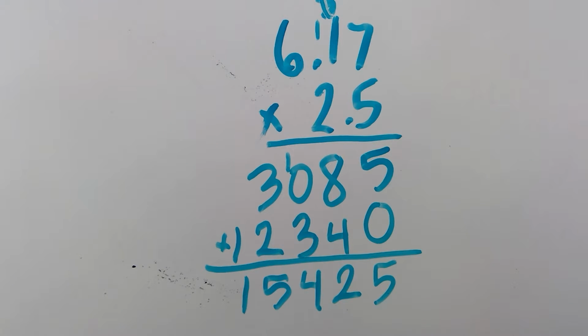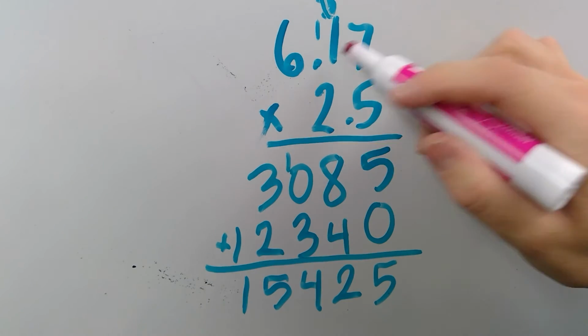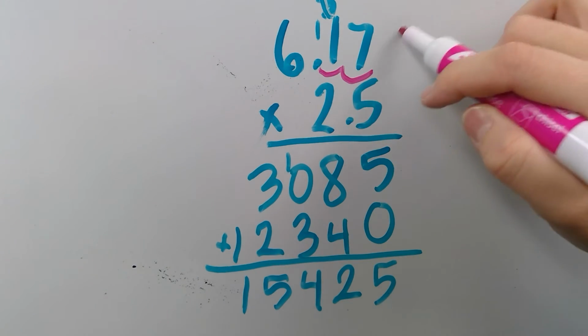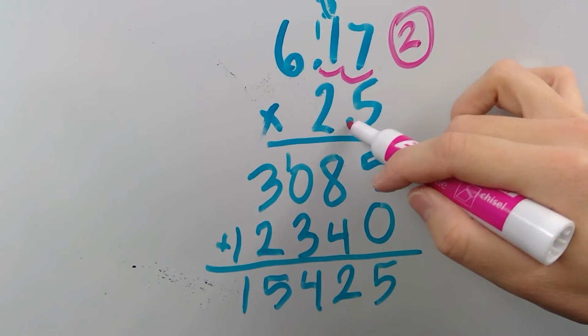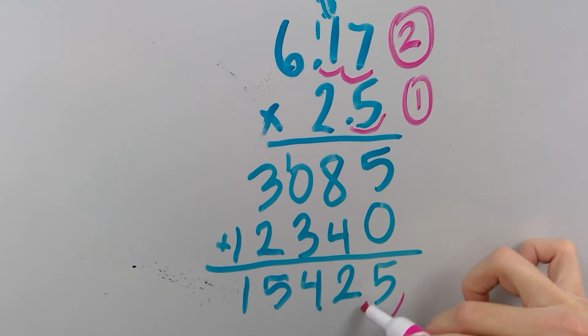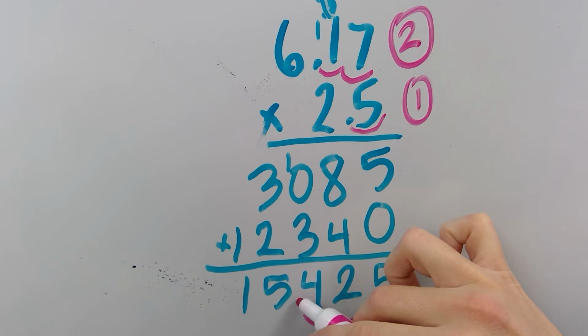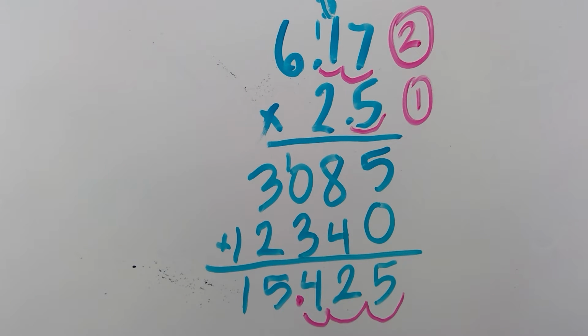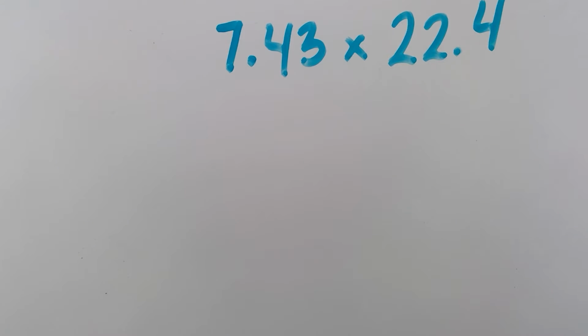Now I'm not finished. I have to shift the decimal in. So I count it. This is 1, 2 places up here, and this is 1 place here. So that means I have to go in a total of 1, 2, 3 places. So my answer really should be 15 and 425 thousandths.